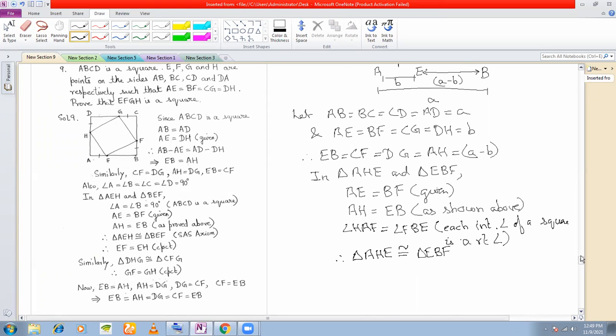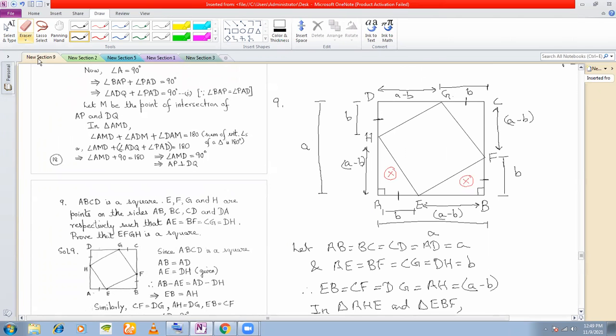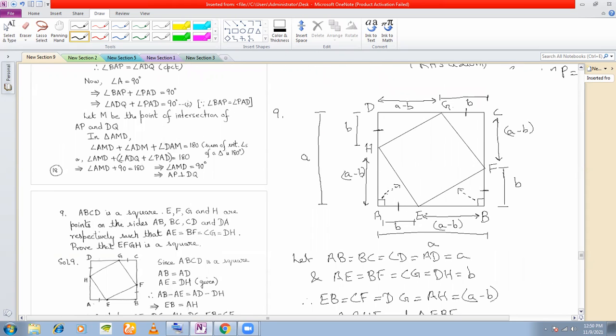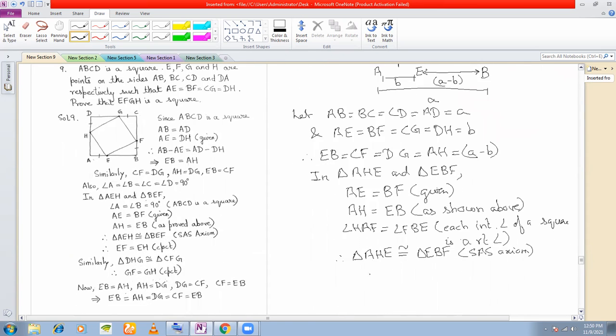Now, if these two triangles are congruent, then what can we say about these two lengths? The opposite to this is this. And we'll write the axiom also. This is by SAS axiom. Once we have proved congruency, you see that these two are 90-degree angles, and opposite to this is the hypotenuse. So obviously these two must be equal. Therefore, EH must be equal to EF. Right?